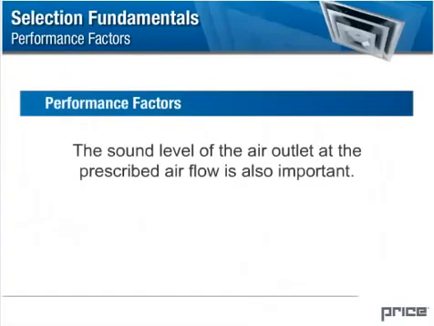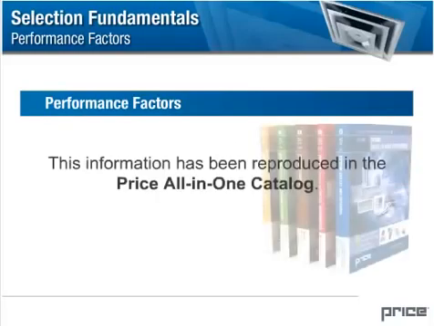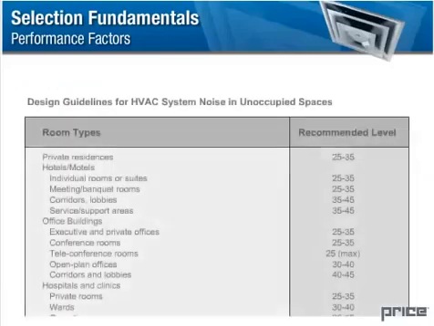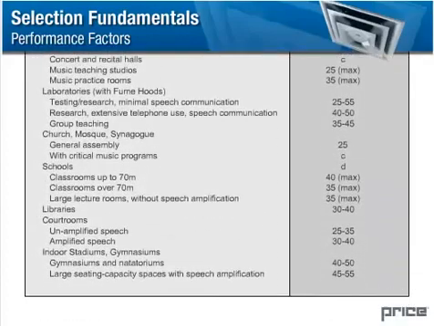The sound level of the air outlet at the prescribed airflow is also important. ASHRAE has published a design guideline for HVAC system noise levels for a variety of room types in the applications handbook. This information has been reproduced in the Price all-in-one catalog. Air outlets should be selected so the sound level at the specified airflow falls within the recommended sound level range for the specific room type.